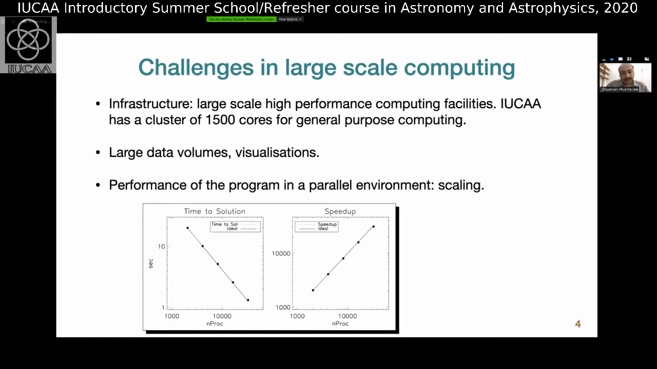Otherwise, what might happen is, say, you go from 100 processors to 500 processors, and beyond that there is no gain in efficiency, so there is no need to go to 1,000 processors, and you are stuck. This is something we all need to demonstrate. That is called the scaling of the numerical codes that we have to test.